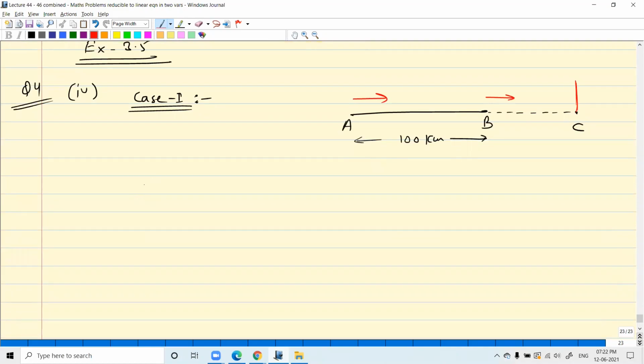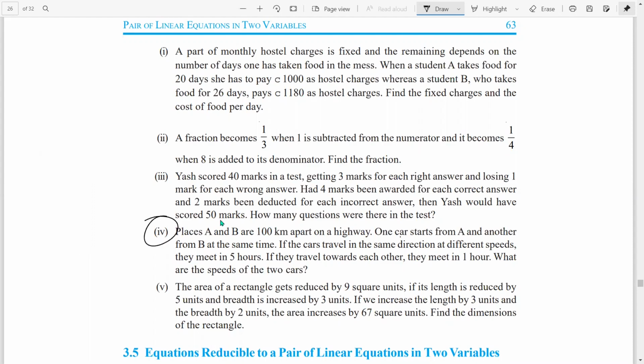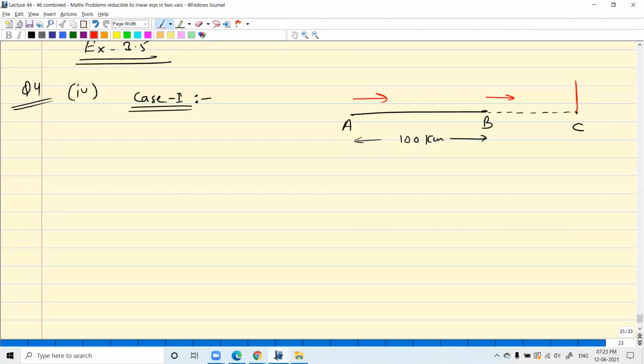So before I write all this mathematically, let me explain the second case also. Okay, so if the cars travel in the same direction at different speeds, they meet in 5 hours. So if they travel towards each other, they meet in 1 hour. What are the speeds of the two cars? So the two cars are traveling at different speeds, right?